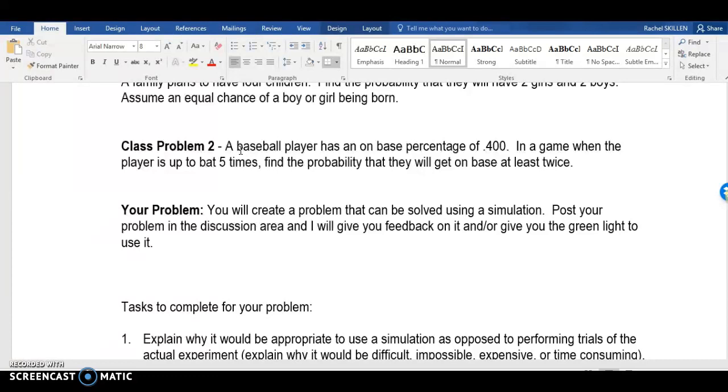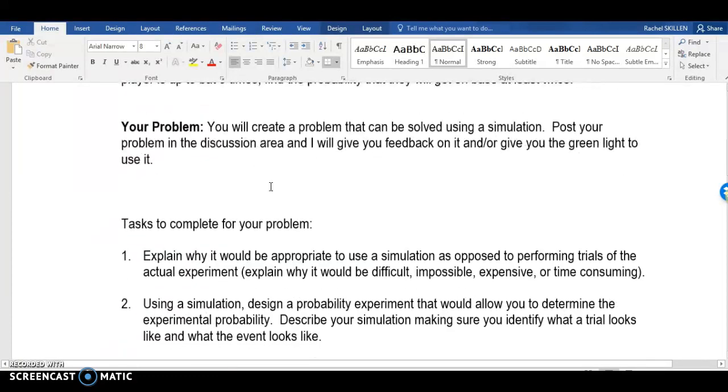Now, in order to create a probability experiment for this, we can't use things like coins or dice because we need the probability here to be 40% as opposed to 50-50. So that's why the coins won't work for this particular simulation. But let's look first at why it would be appropriate to use a simulation.